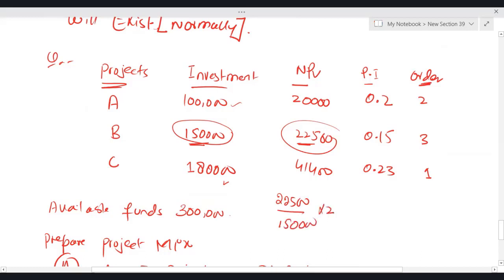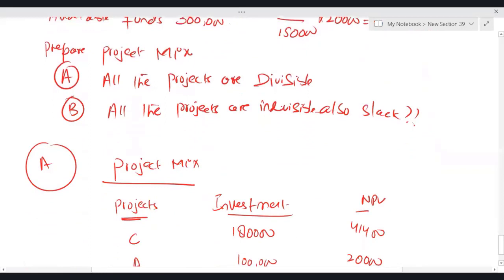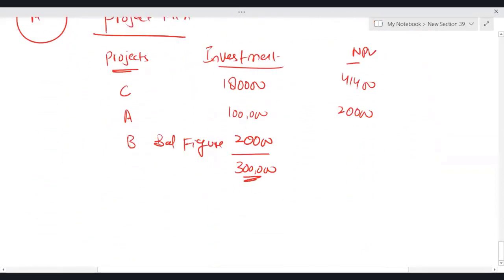22,500 NPV is possible if you invest 1,50,000. But we are investing how much? 20,000. So let's see how much NPV we will get. It is 3,000. Yes or no? Please, students, you can confirm. Total NPV is $64,400.